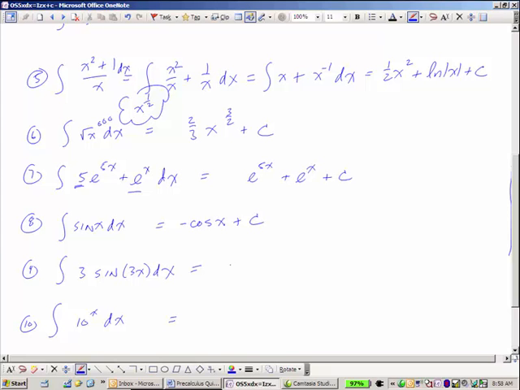Is it negative cosine 3x plus 8? All right. So the derivative of negative cosine is going to be sine of 3x. Where'd this 3 come from? It's the chain.